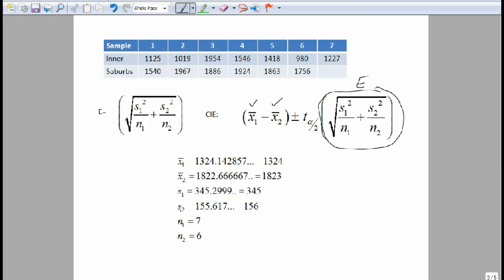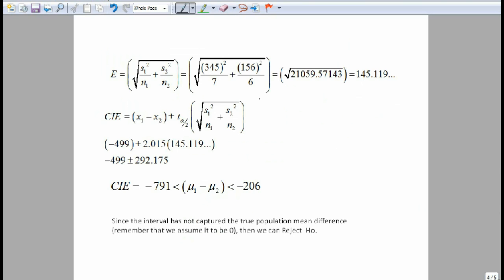Standard deviation 2 was 155.6, and I went ahead and rounded it to 156 because, again, this is causing it to go up 1. And then our N1 is 7, our N2 is 6. So we have all of our pieces of information except for our T, so that we need to look up in our table. So let's go ahead to our next screen where we're going to do our calculations.